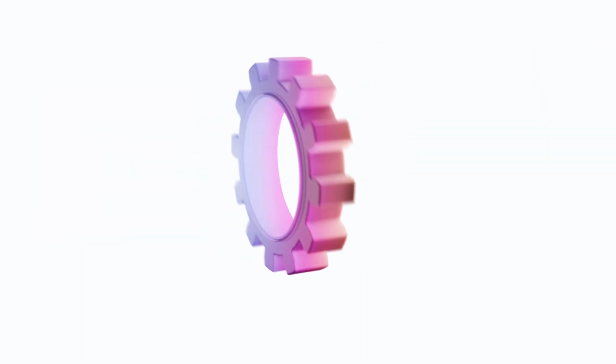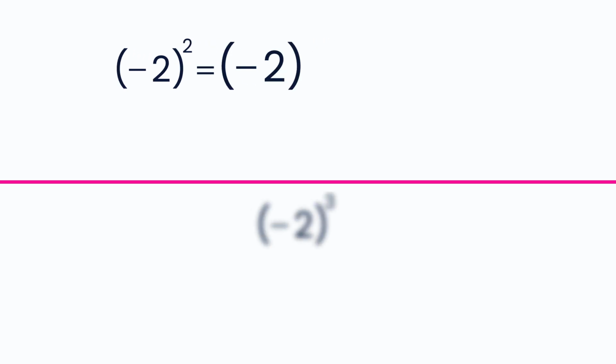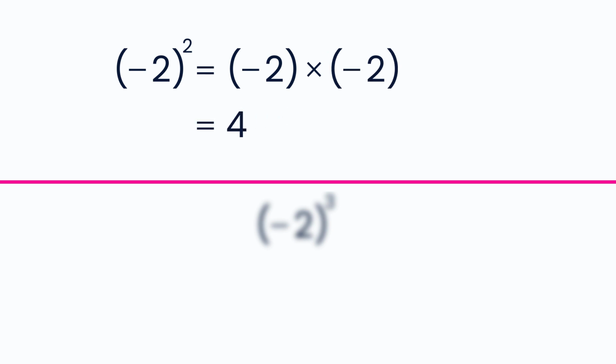Let's look at an example to understand how this works. (-2)² and (-2)³. Notice that when the base of a power is negative, you will see parentheses around it. (-2)² equals -2 times -2, which is 4.